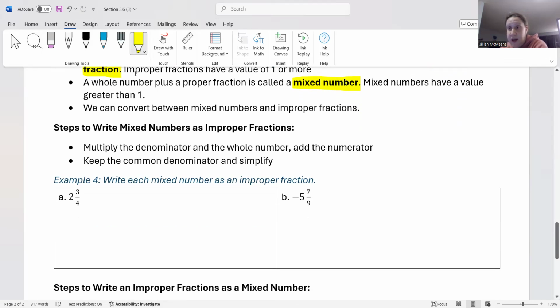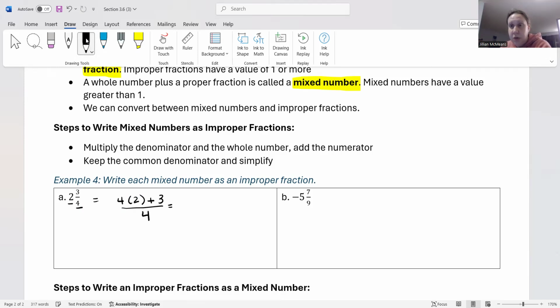The steps we have to take: you multiply the denominator of the mixed number by the whole number, then you add the numerator, and then you just keep the common denominator and simplify. Let me show you what I mean. You want to take the denominator and multiply it by the whole number, so we would take 4 times 2, and then add to that the numerator of the proper fraction. You put all of that over your original denominator. Our original denominator in the mixed number was 4, and the denominator in the improper fraction is also 4.